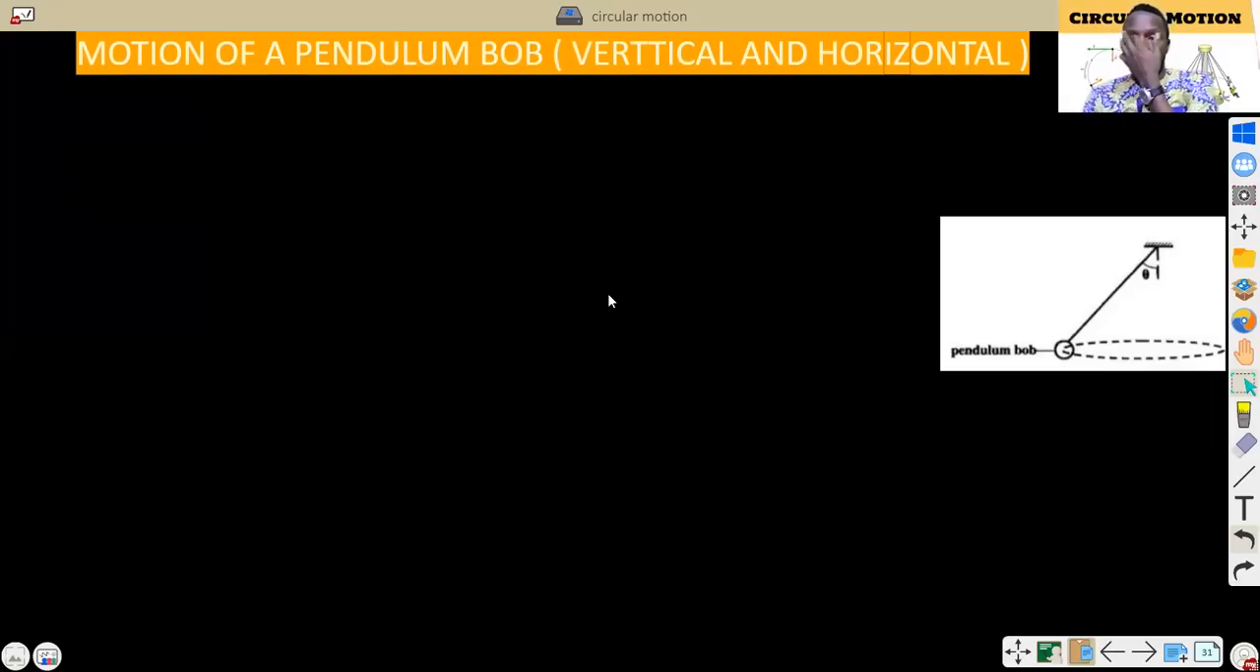Now, about the pendulum bob, we can see that this is a pendulum bob of length L. Let's take different cases, vertical and horizontal. Let's start with the horizontal pendulum bob for understanding's sake. So the horizontal bob, you can see what I talked about is now different from what we are studying.